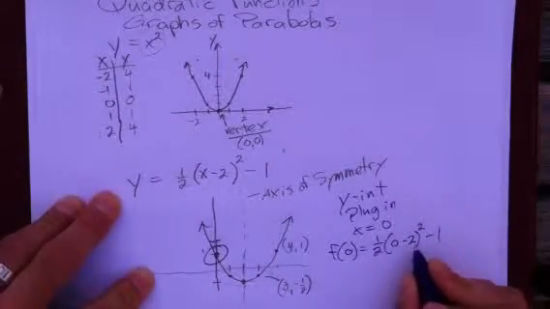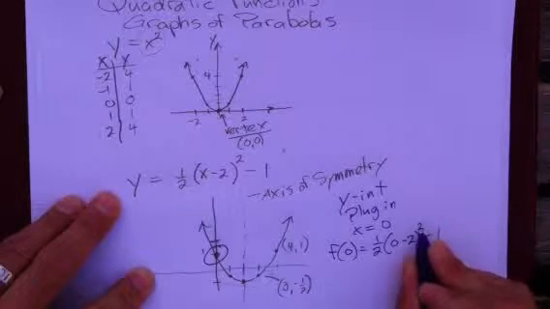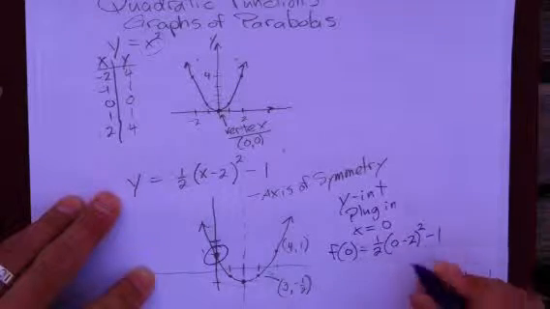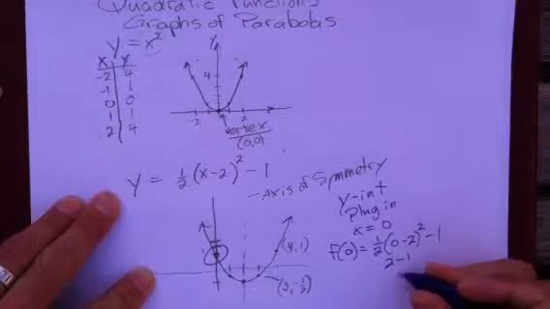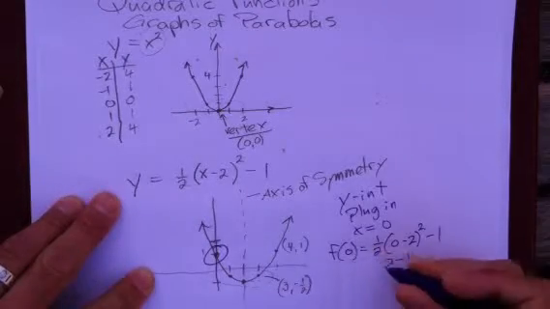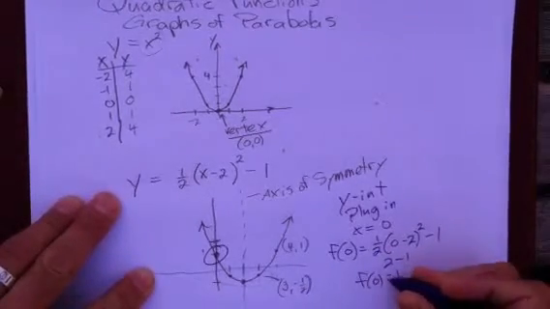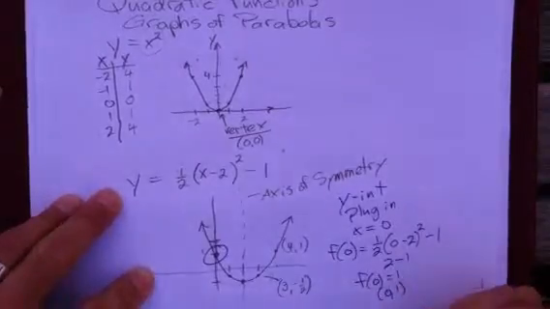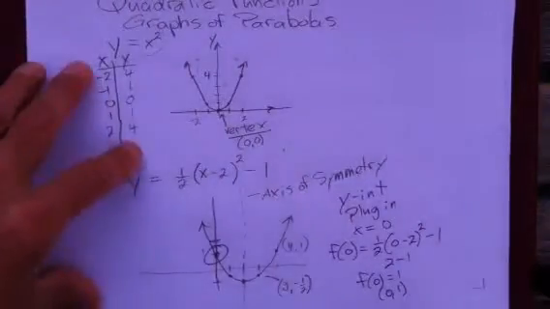0 minus 2 is minus 2. If you square minus 2, you get 4. Half of 4 is 2. 2 minus 1 is 1. And so here I have the point 0, 1. Pretty nice, huh?